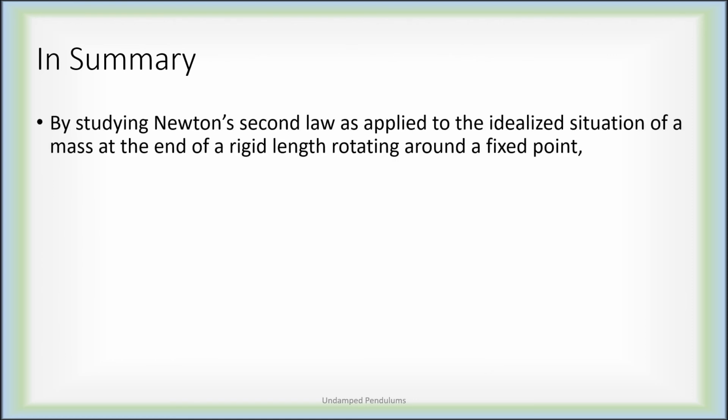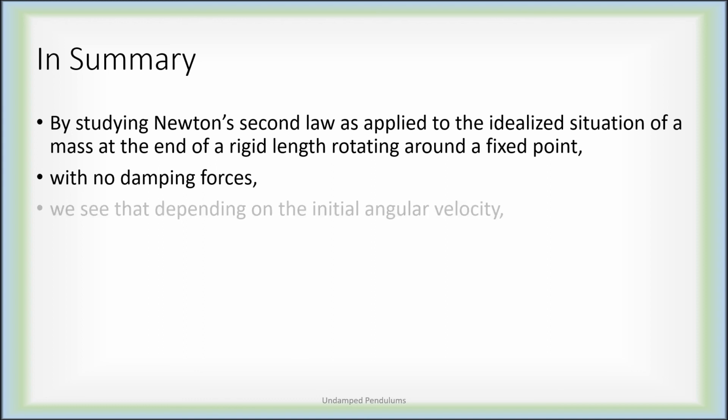So altogether, what have we now seen? We applied Newton's second law to the idealized situation of a pendulum, a mass at the end of a rigid length which rotates around a fixed point. There were also no damping forces. The only force acting on our mass was gravity. There's no atmospheric resistance, for example.